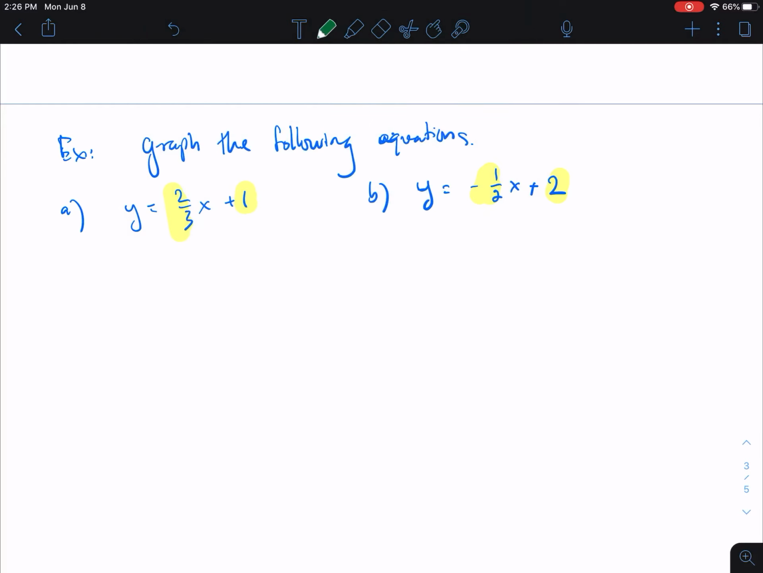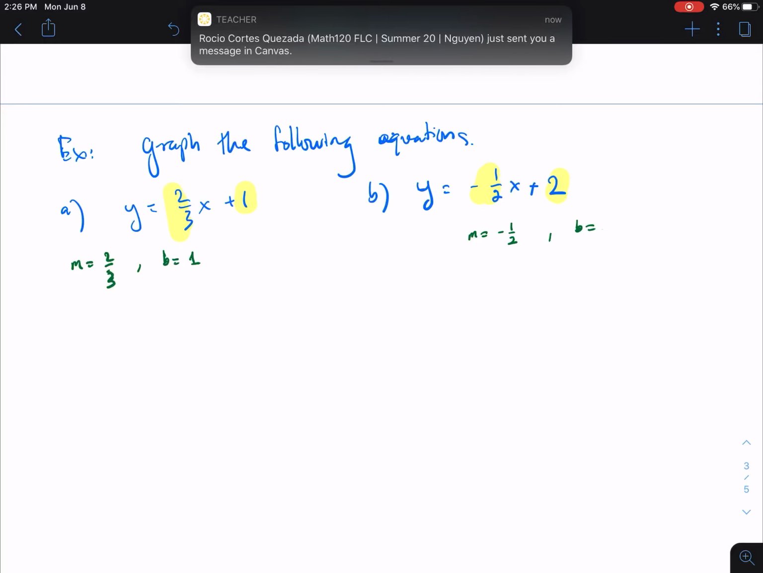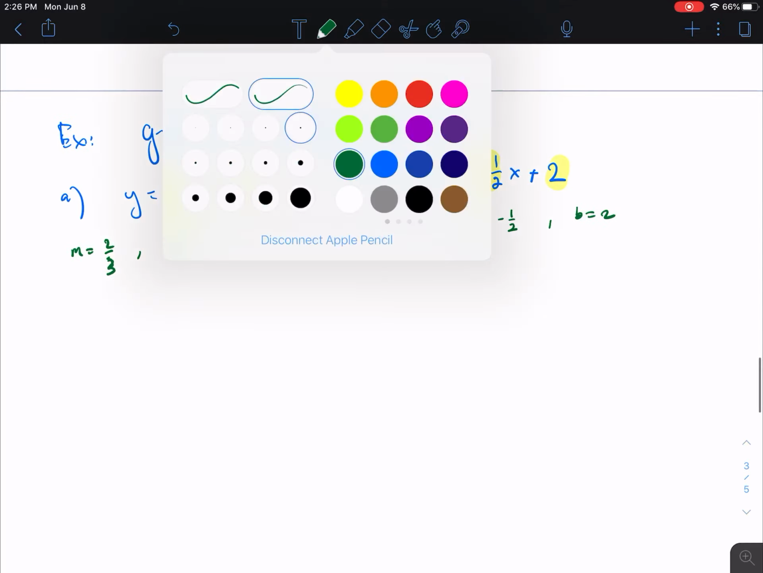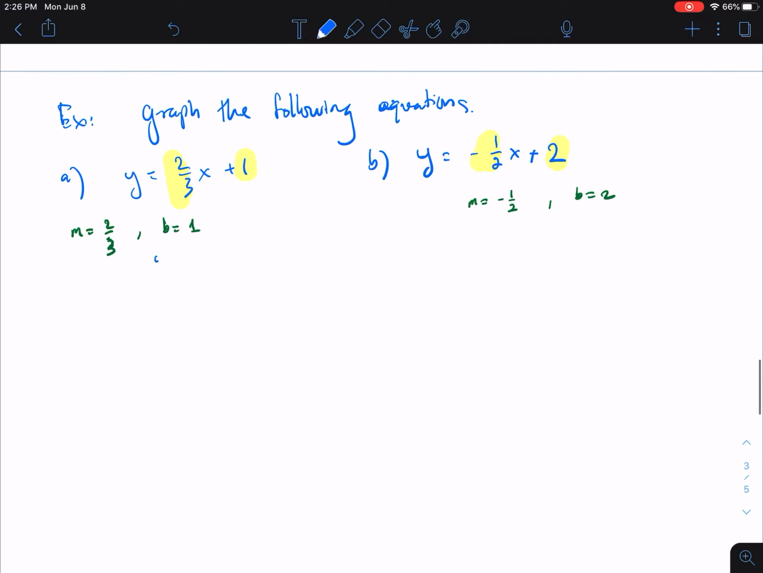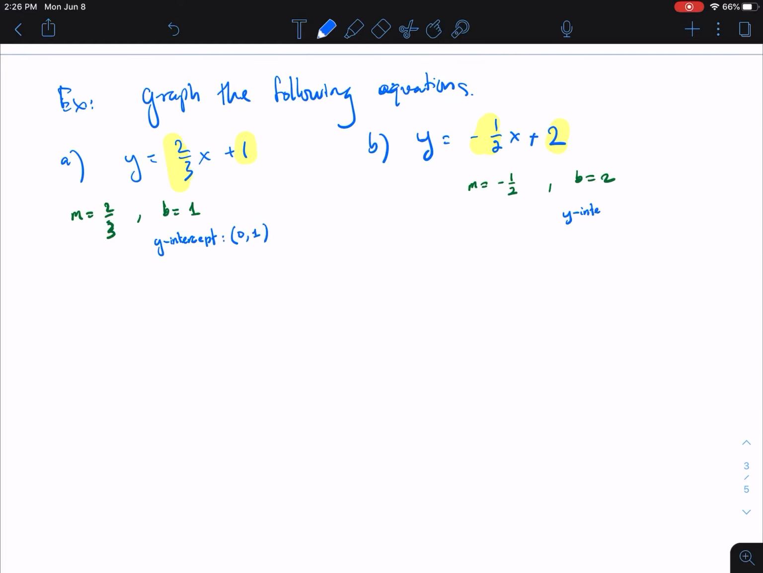Okay, so in this case, my m is going to be 2/3. My y-intercept, or my b, is 1, which is the y-intercept. Over here we have my m is -1/2, and then b is 2. So really this here is the y-intercept. And for the y-intercept, the coordinates always have a 0 for the x-coordinate, so it's going to be (0, 1) for the y-intercept there. And over here, the y-intercept is (0, 2).